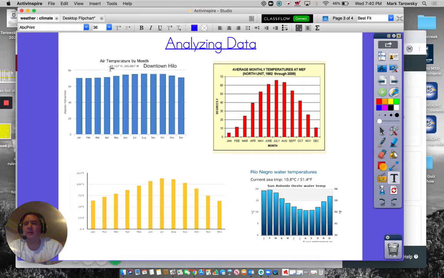Now, I wanted to start with this one, air temperatures by month in downtown Hilo. We'll talk about where Hilo is in just a moment. But one thing I want you to notice, we are using Fahrenheit, which is the temperature that we use here in the United States. Typically a super hot summer day is going to be 90 and above. A day in the 70s is going to be nice and comfortable. As you look at our graph, we've got 20, 40, 60, 80. So hopefully you're recognizing that temperature 70 would be about in the middle.